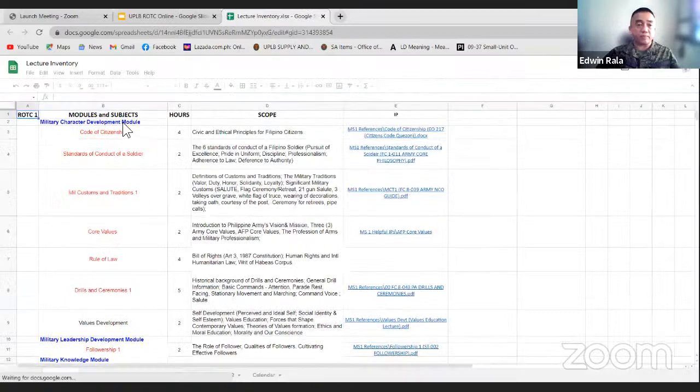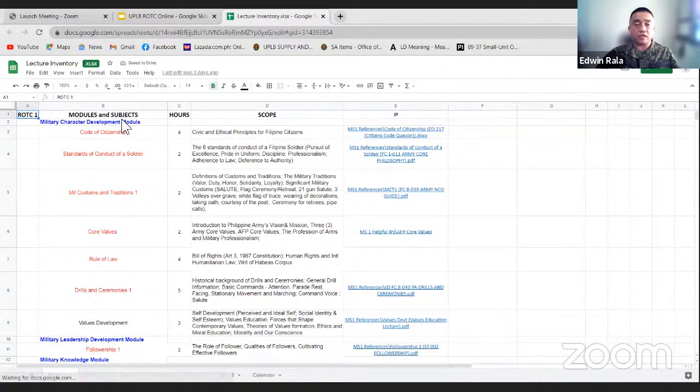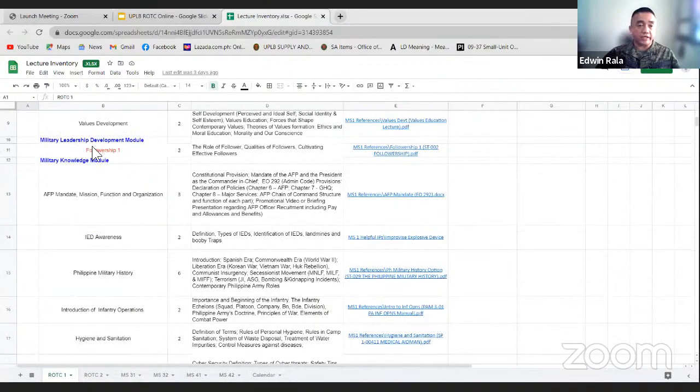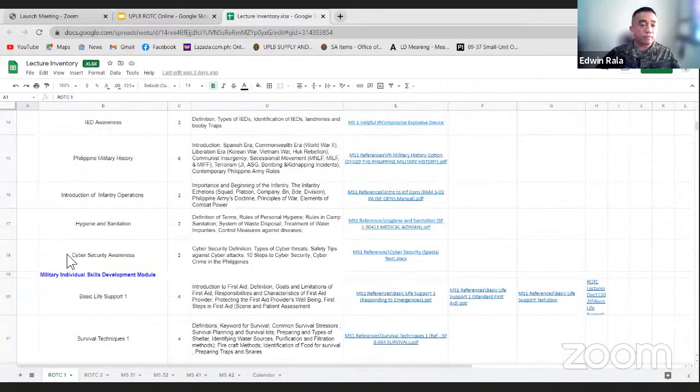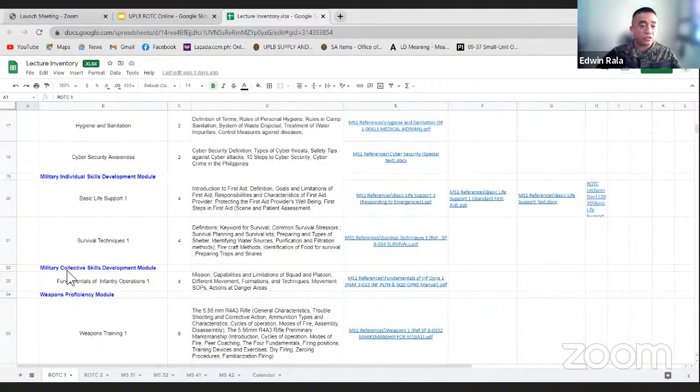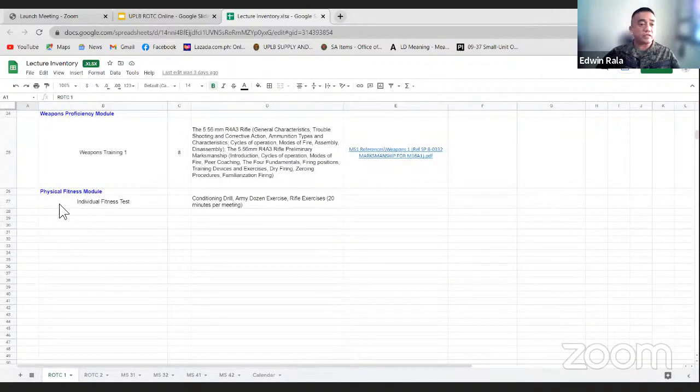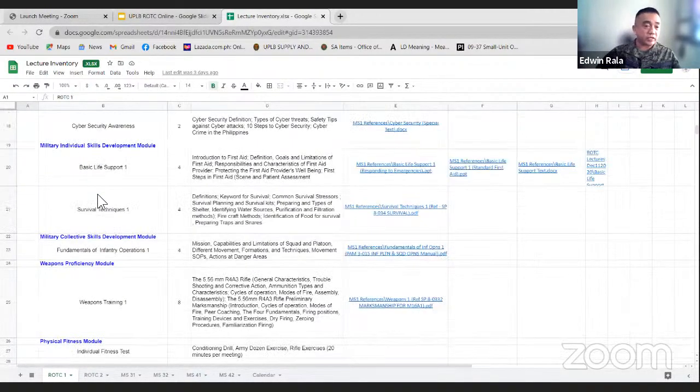Okay, ito yung sinasabi na nakalagay doon sa progressive POI handed down by Army Reserve Command. So meron siyang 6 modules. Okay, so military character development module, military leadership development module, military knowledge module, military individual skills development module, collective skills development module, weapons, and yung physical fitness module. Okay? 6 ba siya o 7?